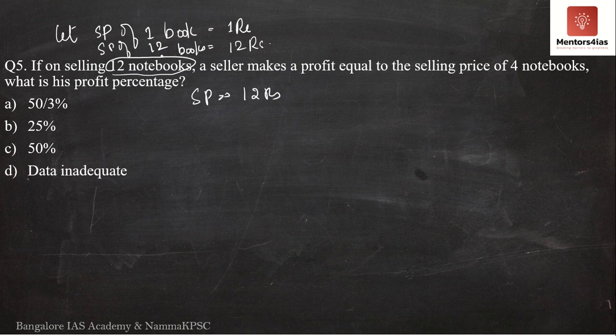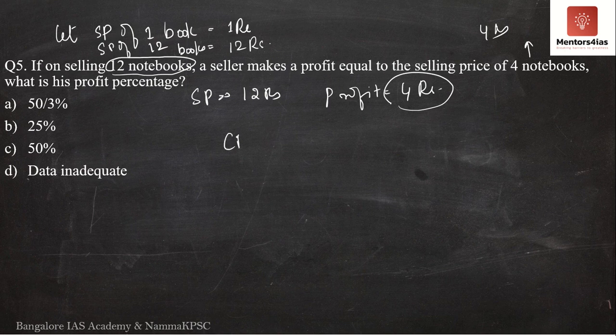Now the question is saying that on selling 12 notebooks, the seller is making a profit equal to the selling price of 4 notebooks. So profit is the selling price of 4 notebooks, which is nothing but 4 rupees. Therefore, profit is 4 rupees. Now, we already have the profit and the selling price. If we have to determine the profit percentage, it is always with respect to the cost price. So what will we do?